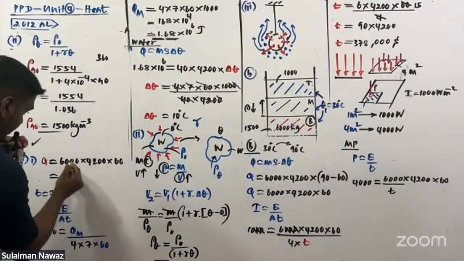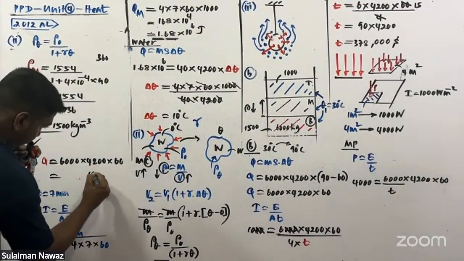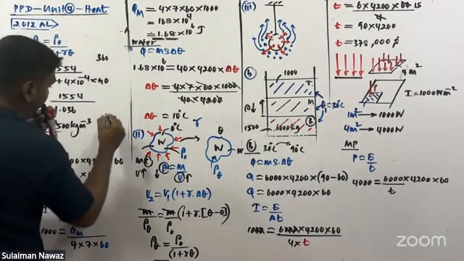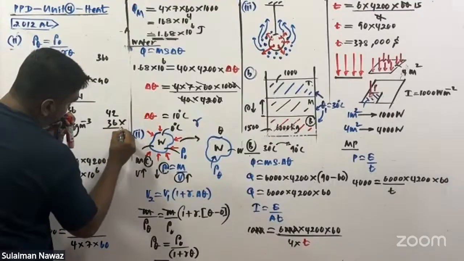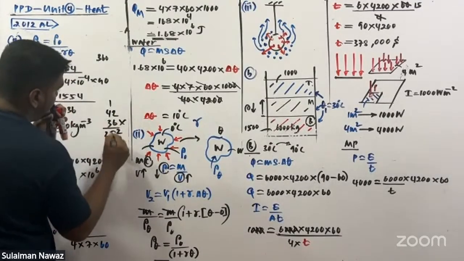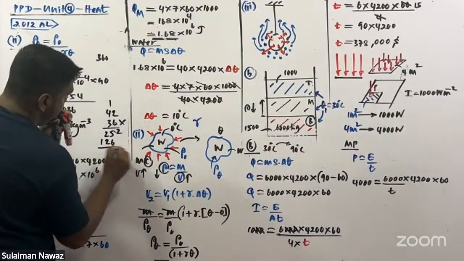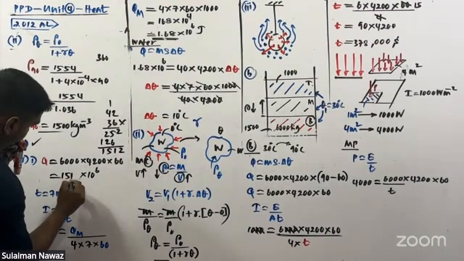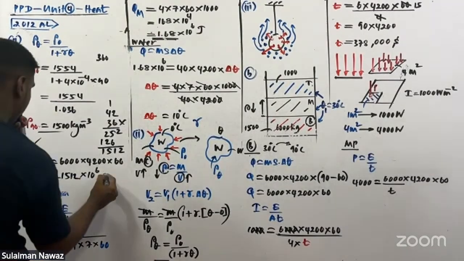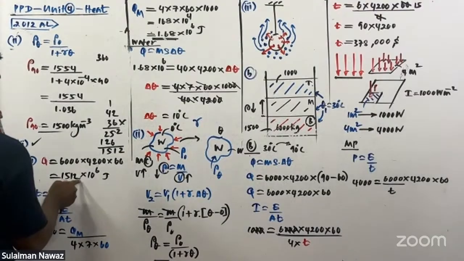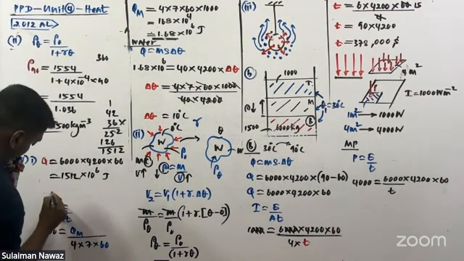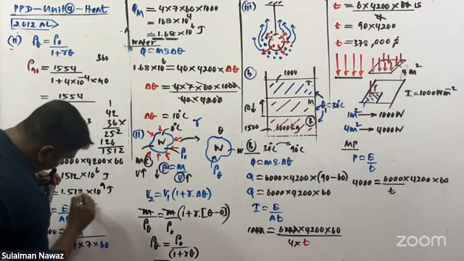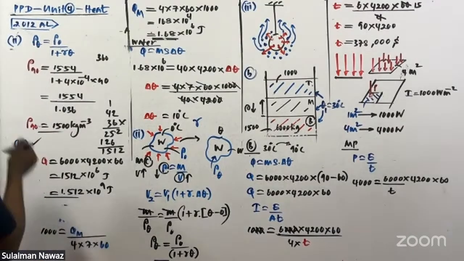Now here 1, 2, 3, 4, 5, 6. 10 to the power 6 into 6 into 6 means 36. 36 into 42. Then here it's 12, here 25, here it's 6, here it's 12. 1512 joule something. Normally we keep it in scientific notation, 1.512 into 10 to the power 9 joules. Someone cross check this Q value.